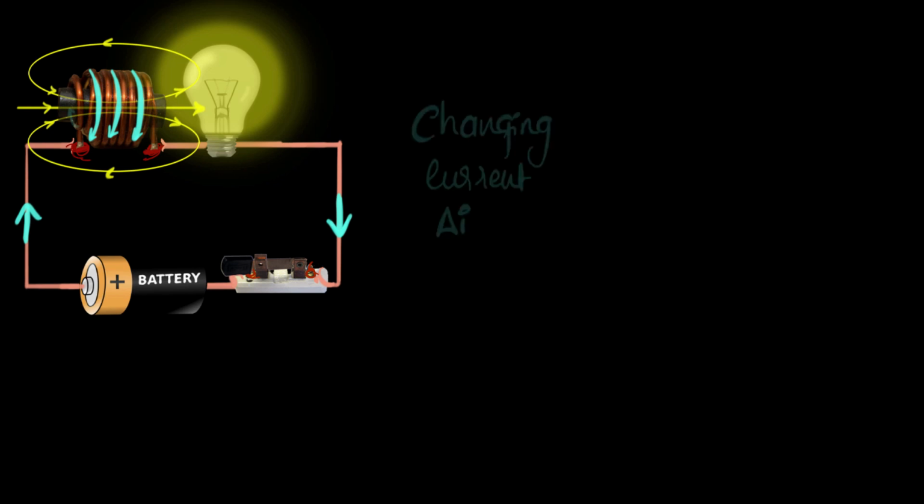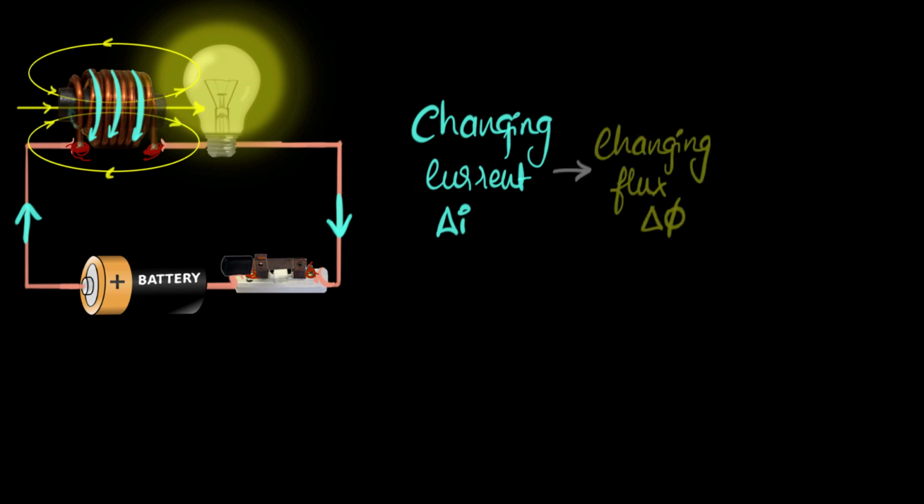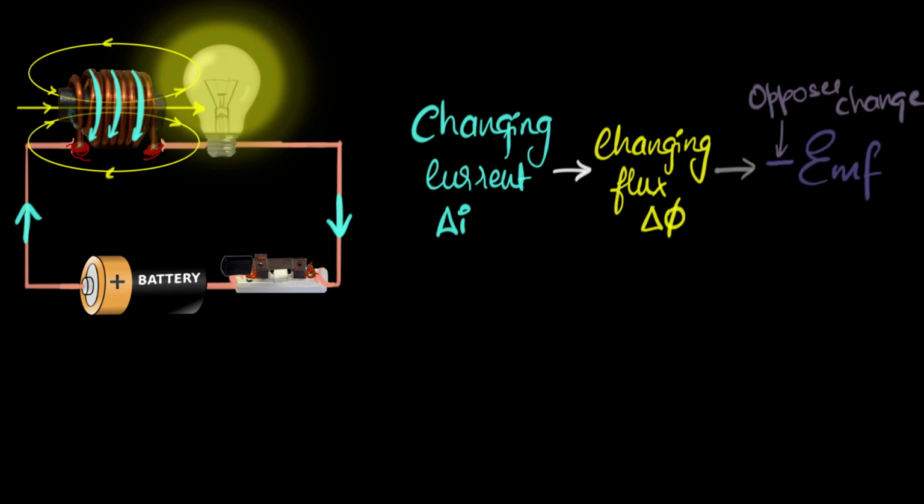So what we're seeing at this moment is that there is a changing current. Let's call it dI or delta I. Because of that changing current, because current is producing magnetic field and there is a magnetic flux, there is a changing flux over here. The flux is changing. And we know from Faraday's law that that changing flux causes the coil to produce or induce an EMF, and that EMF always tends to oppose the change. Okay? So what does this all mean?